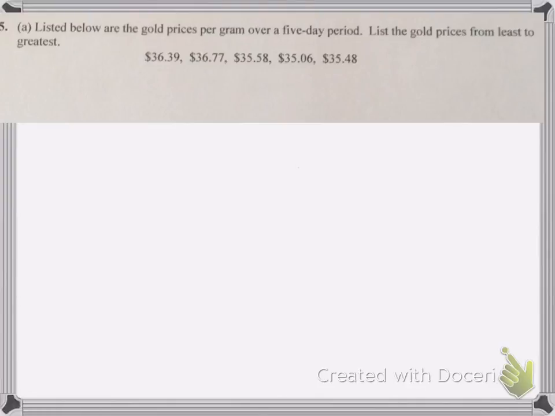I see some numbers start with 36, some numbers start with 35. So the three numbers that start with 35, those have to be the three least numbers. So those are going to be the first three numbers of my list. I don't know in which order, but I know that those are going to come as numbers 1, 2, and 3 in my list. Because obviously the two numbers that start with 36 are going to be the two highest numbers.